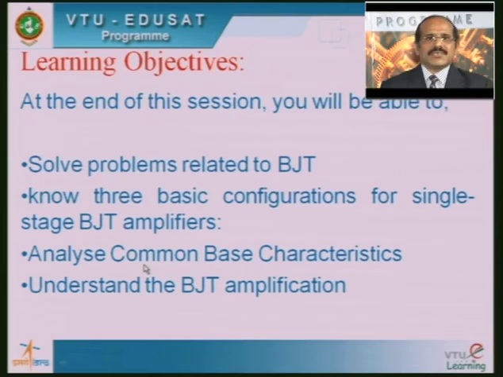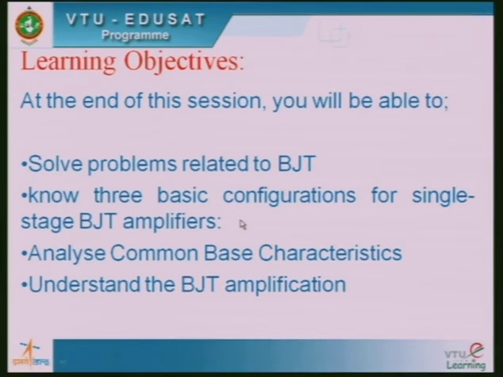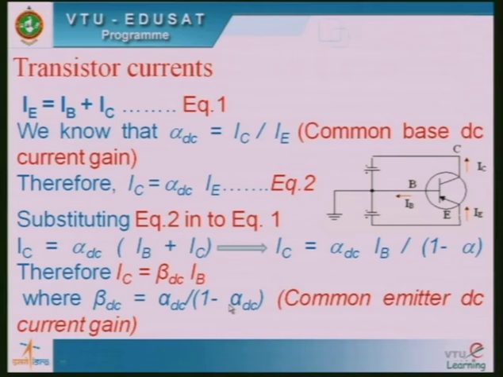Today, at the end of the session, you will be able to solve some problems related to the bipolar junction transistor, note down the differences between the three basic configurations of the single stage bipolar junction transistor amplifier, that is the BJT amplifier, and analyze the common base characteristics of the BJT. At the end of the session we shall see how the BJT acts as an amplifier using the common base configuration. Now let us see from this figure that we have a PNP transistor.